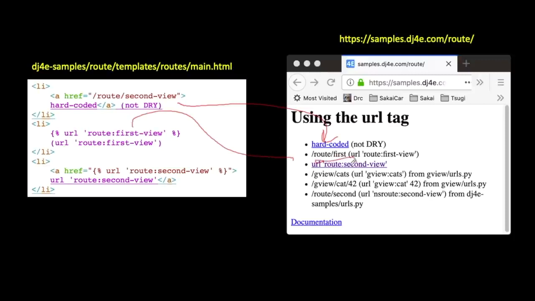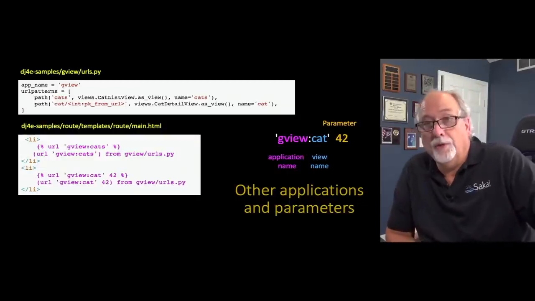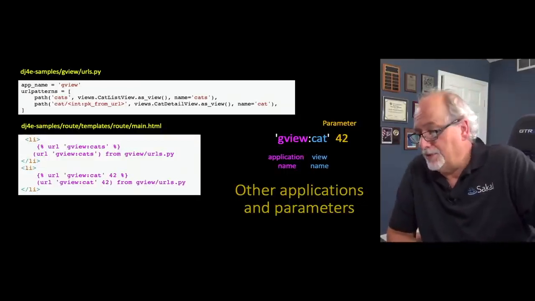First is the thing that comes out from running the code URL and passing route:first view in, so that's what it looks up. And we can make a link. This is now an href, and the actual path is sitting there in the href. So now we're going to see how we do this when we're going from one application to another.